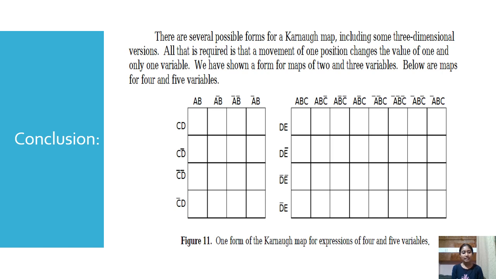So now let's see the conclusion of this topic. There are several possible forms of K-map, including some three-dimensional versions. All that is required is that a movement of one position changes the value of one and only one variable. So we have shown a form for maps of 2 and 3 variables. Below are the maps for 4 and 5 variables.